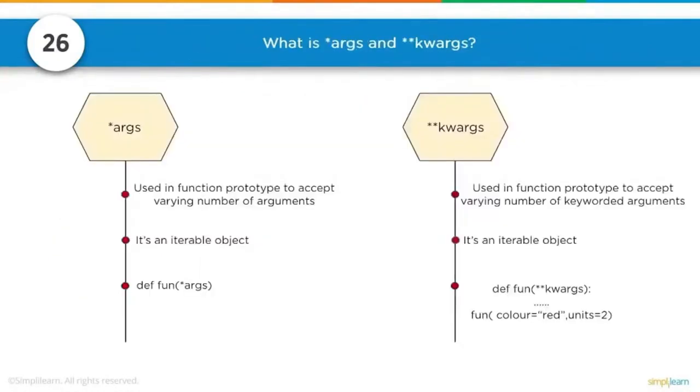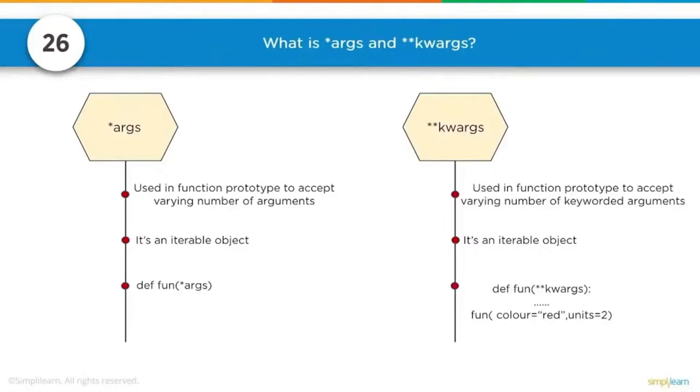Number 26. What is *args and **kwargs? *args is used in a function prototype to accept a varying number of arguments. It's an iterable object, def function args. And you can imagine it's just a basic list. So if I add the numbers a comma b or a comma b comma c, it doesn't really matter. It will have that number of objects in it, whatever I send to it. And there are other uses for it, but that's very basic.